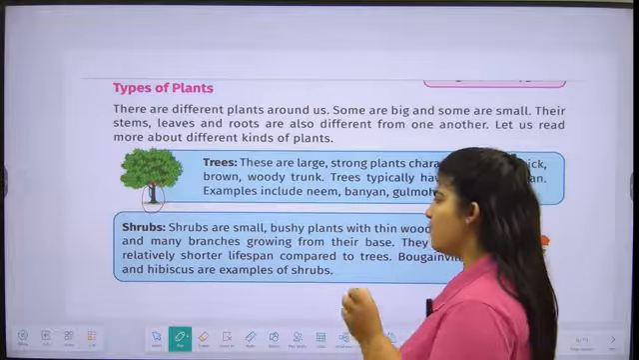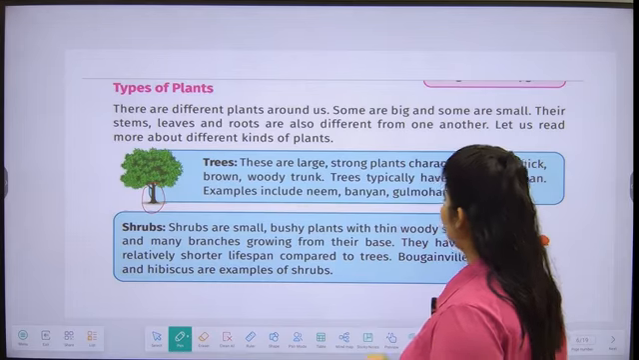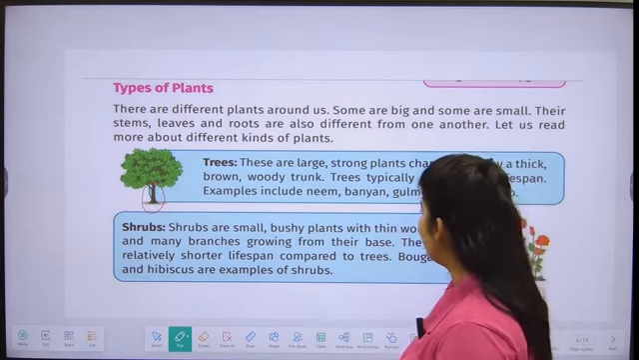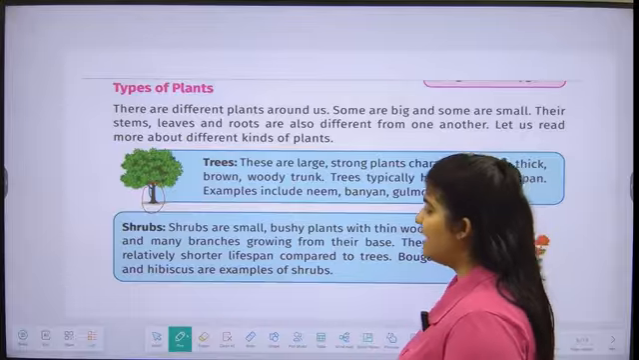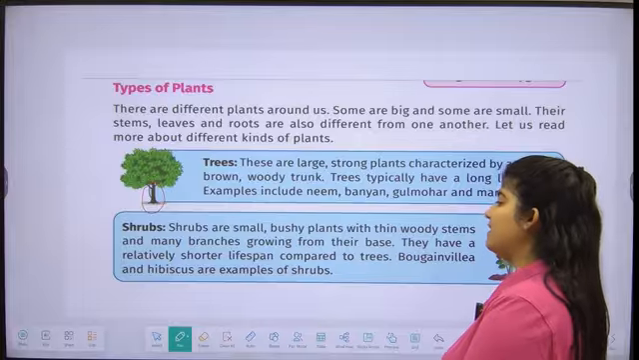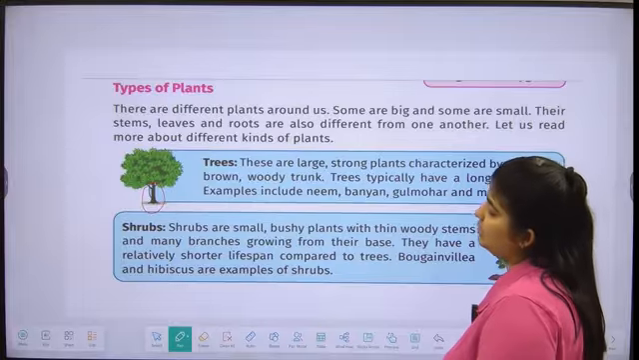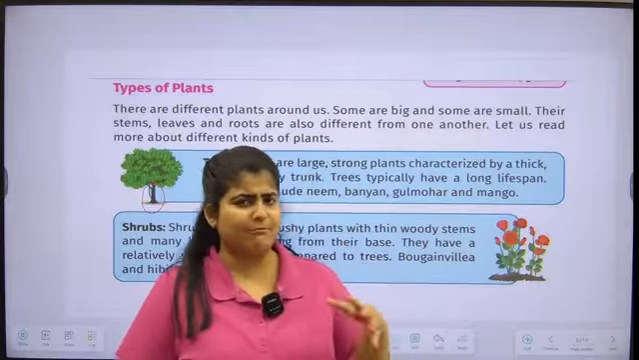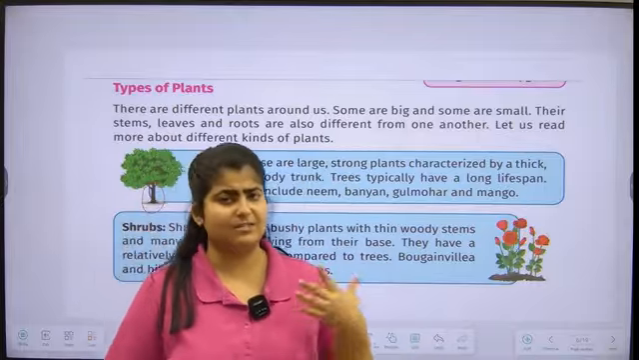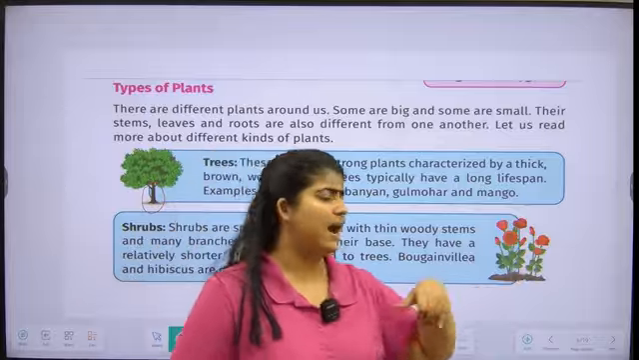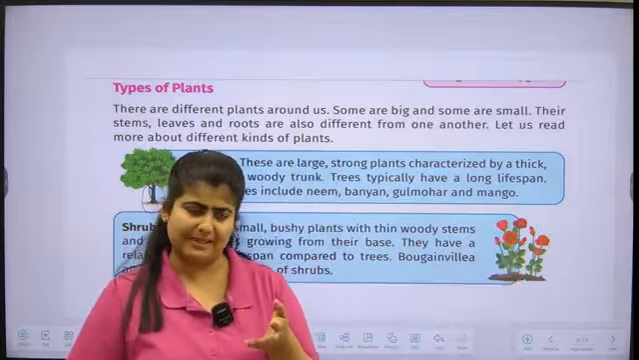Shrubs are small, bushy plants with thin woody stems and many branches growing from their base. They have a relatively shorter lifespan compared to trees. Bougainvillea and hibiscus are examples of shrubs. So shrubs are very small and bushy. They may have many branches, but the branches are also small and very bushy. Have you ever seen a rose plant? That is a shrub basically.